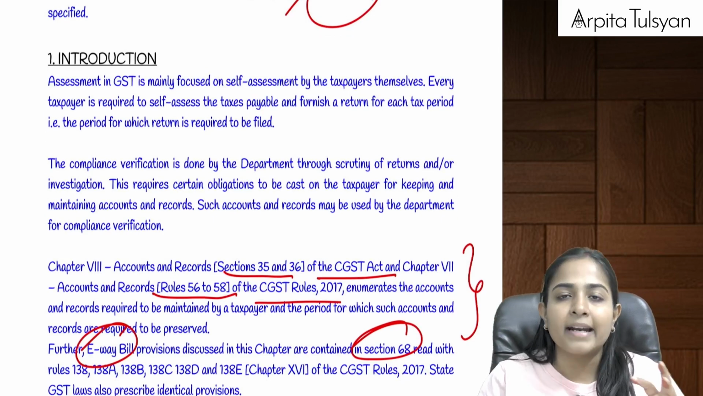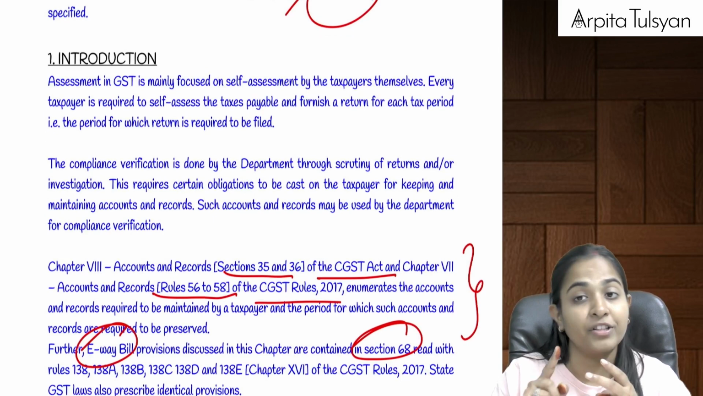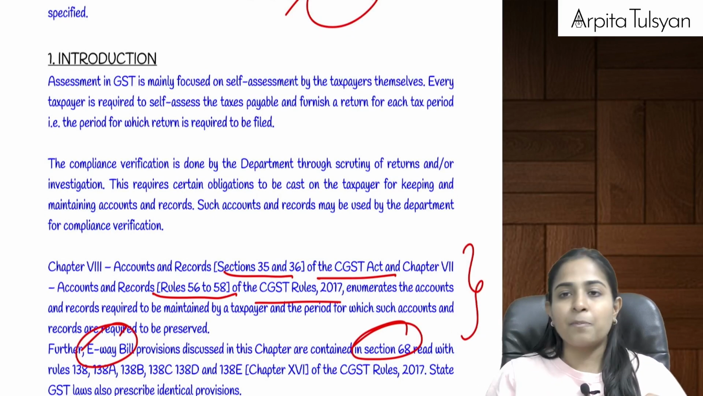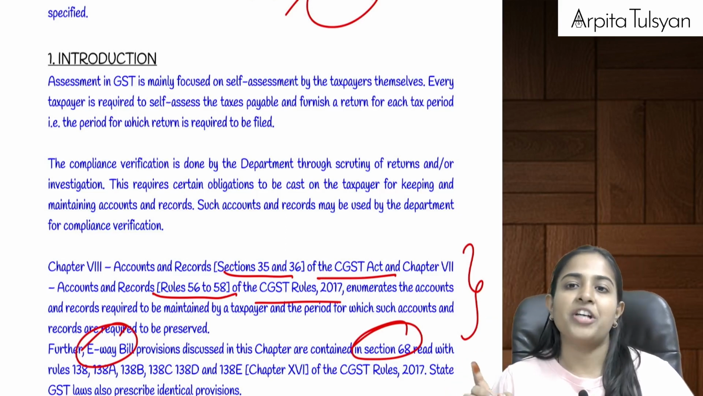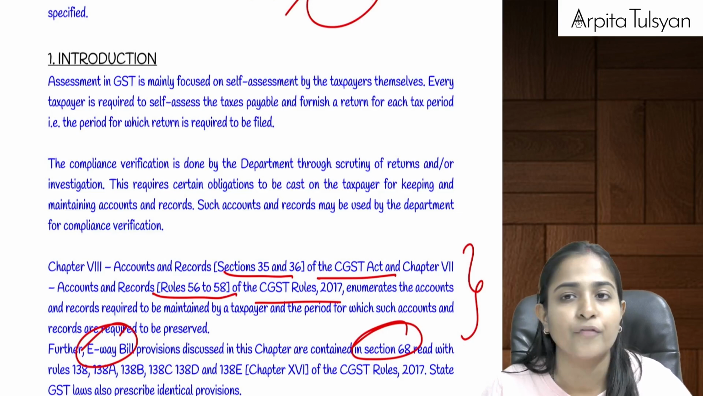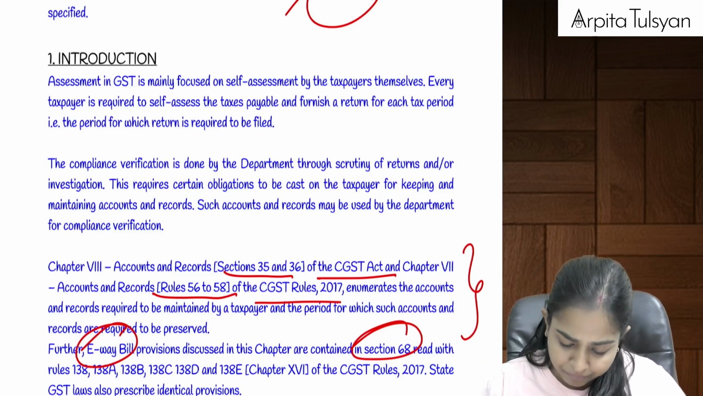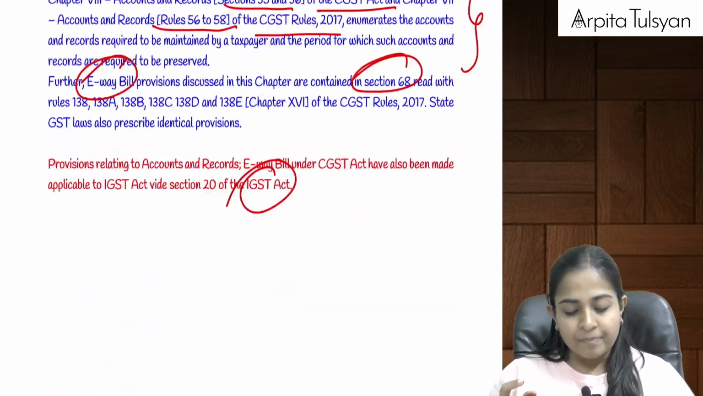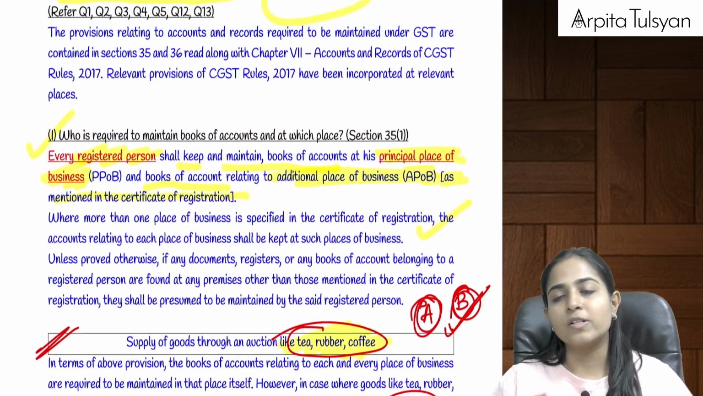Now, accounts and records has only two section numbers, section number 35 and 36 of the CGST, and definitely some rules are going to come up there. And the second part of the chapter, that is the e-way bill, is going to revolve around section number 68 of the CGST Act and rule number 138 of the CGST rules. Right? These are the provisions of accounts and records and the e-way bill.